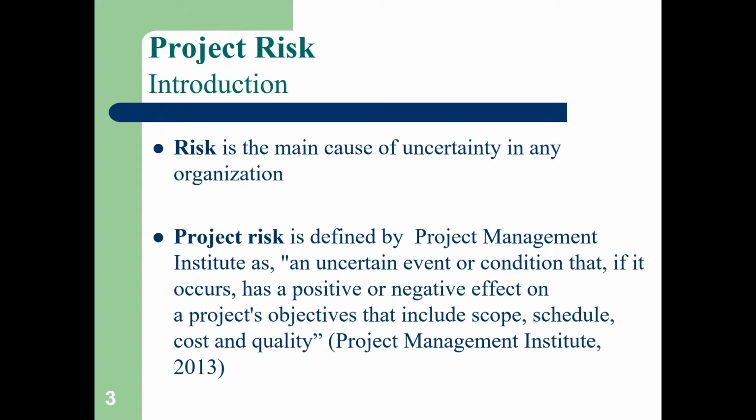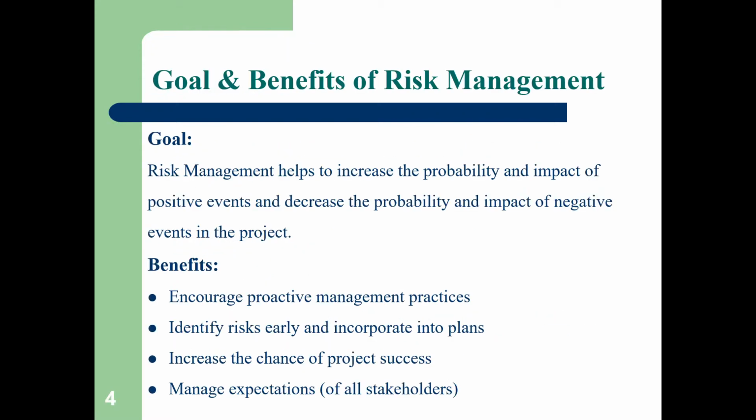To begin, risk in business is defined as the main cause of uncertainty in any organization. Project risk is defined by Project Management Institute as an uncertain event or condition that, if it occurs, has a positive or negative effect on a project's objectives. That includes scope, schedule, cost, and quality.